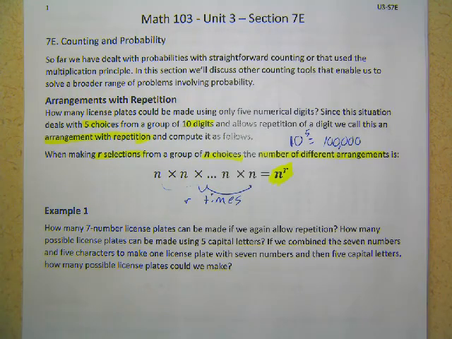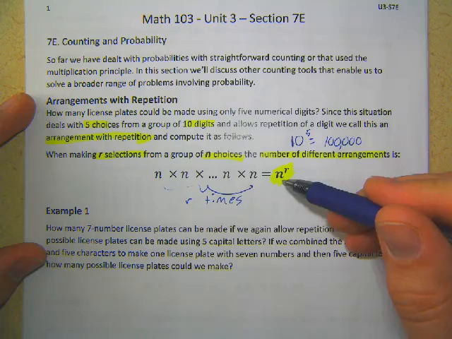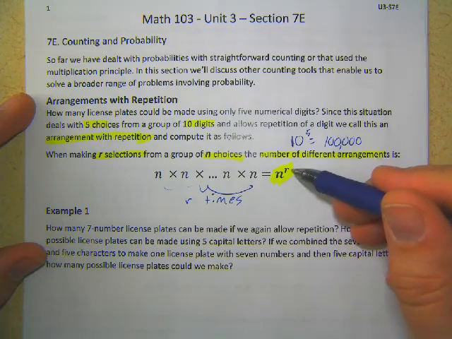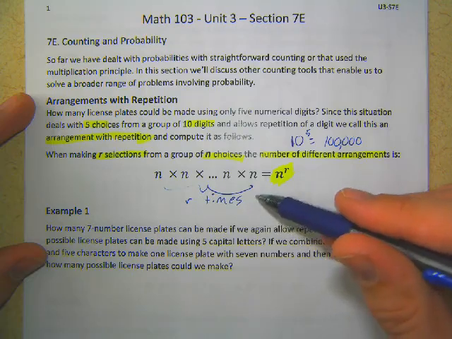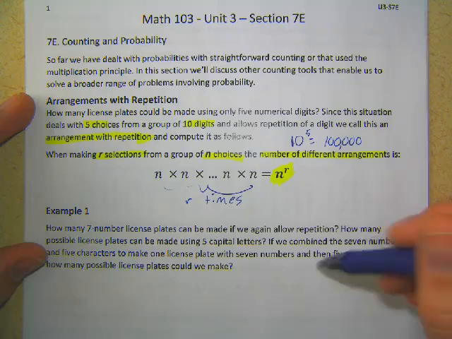That's 0 through 99,999. So anytime you're allowed repetition, you can just multiply the same value over and over again, and the number of times, the power, is just how many choices you're making. Since we only had 5 places in the license plate, it's the 5th power. If it had been an 8-digit license plate, we would have 10 to the 8.